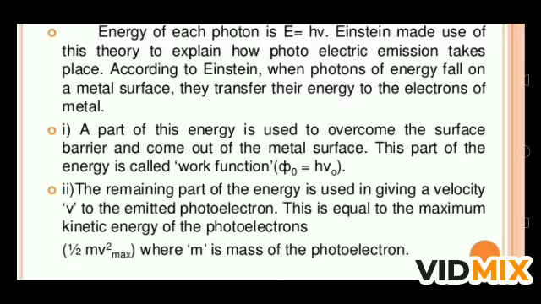The remaining part of the energy is used in giving a velocity to the emitted photoelectron. Means the remaining energy is used to give velocity to the emitted photoelectron. उस बची हुई एनर्जी से उस इलेक्ट्रॉन को कुछ वेलोसिटी मिलेगी, and this is equal to maximum kinetic energy of the photoelectron. And this velocity with mass, if you multiply you will get the kinetic energy. So we can say 1/2 m v max square, where m is the mass of photoelectron.